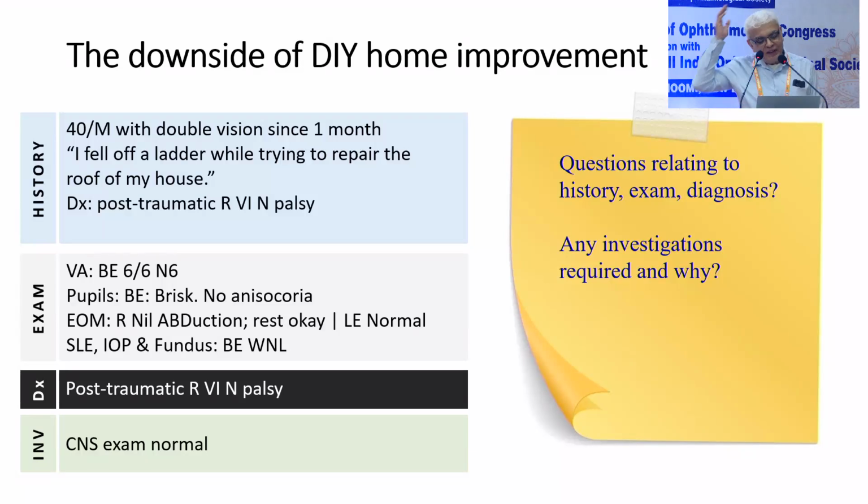So this was when I was at Wilmer with Dr. Miller. This is Dr. Miller's story, actually. He was seeing patients, we were seeing patients, and his fellow walked in and said, oh, I have this patient who has had double vision for 1 month, and he fell off a ladder because he was painting the roof of his house, and so the diagnosis is sixth nerve palsy. So everything is fine except the sixth nerve palsy. Okay, CNS, everything, patient is all healthy and otherwise fine. So are any other investigations needed now or not?